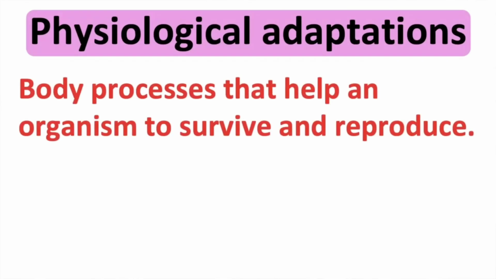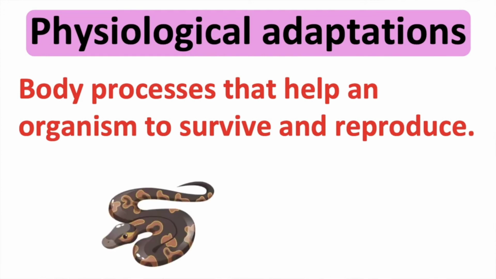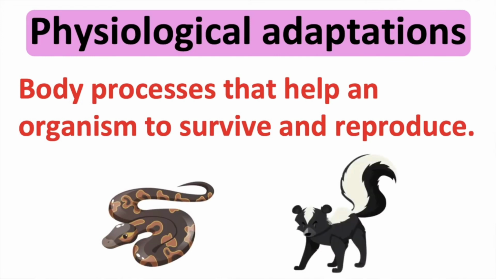Physiological adaptations. Physiological adaptations are body processes that help an organism to survive and to reproduce. For example, snakes that produce venom to defend themselves and to kill their prey. Skunks release an awful smelling spray to defend themselves from predators.